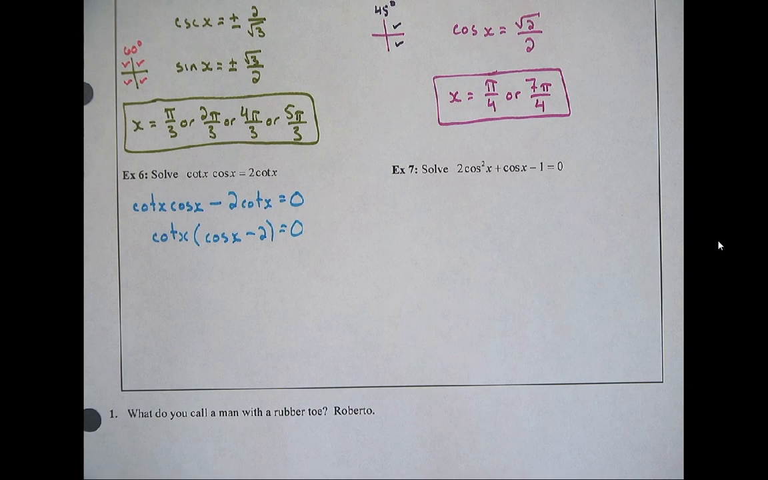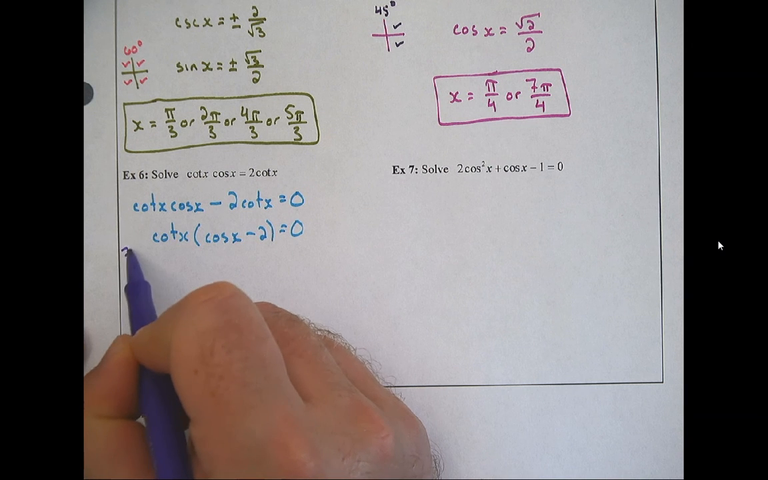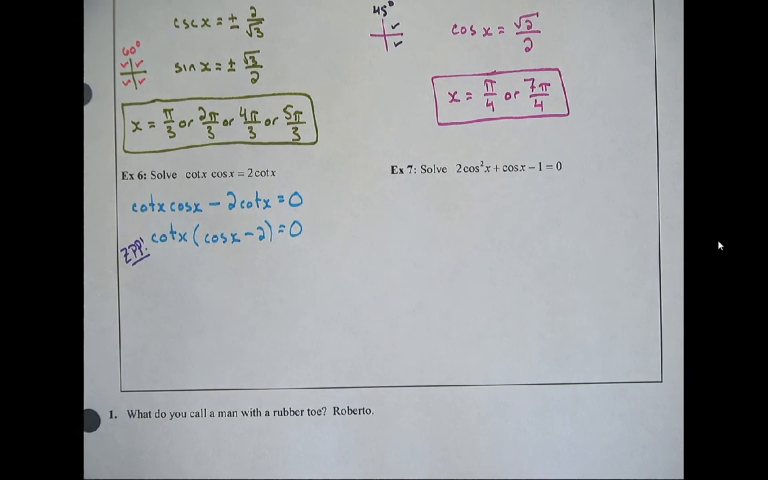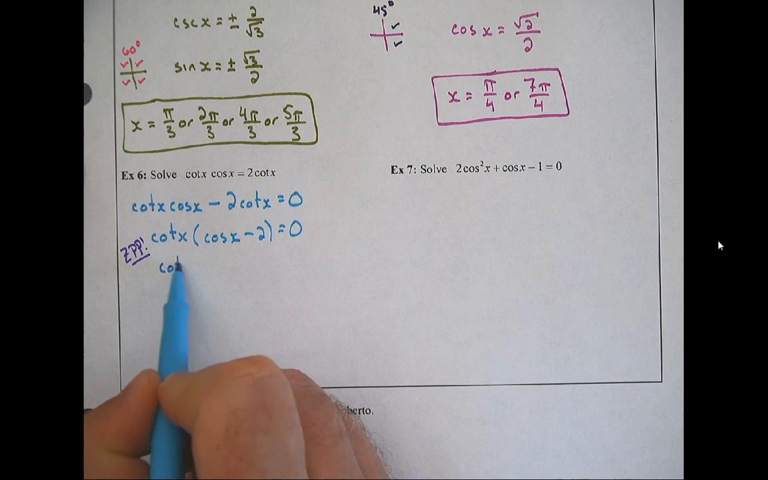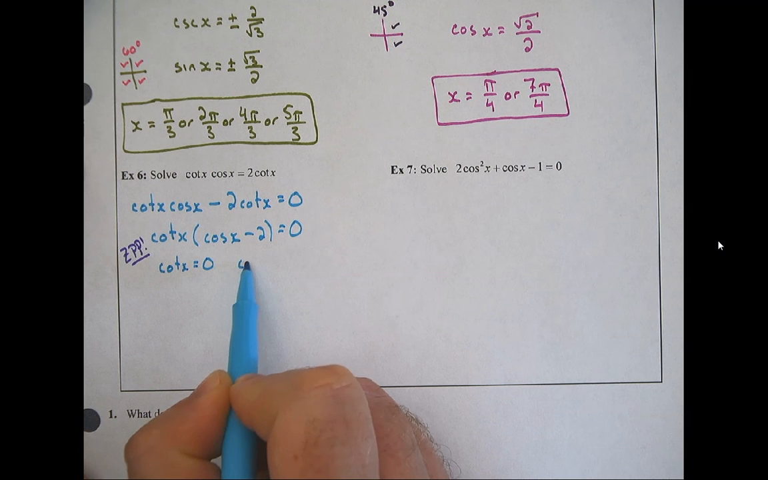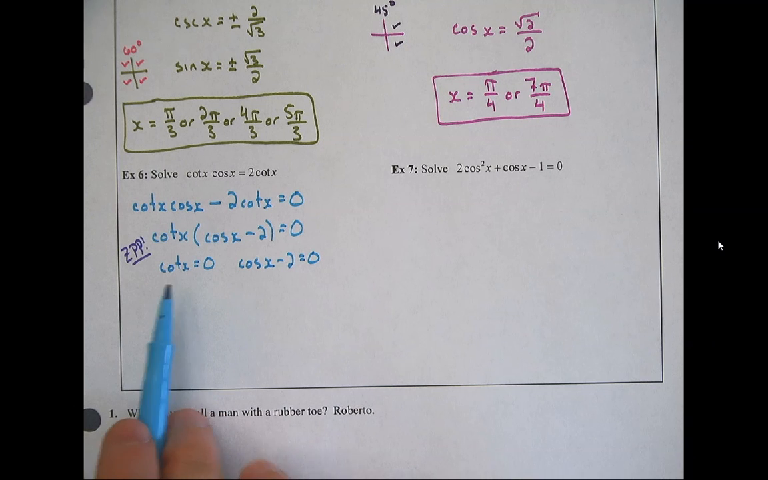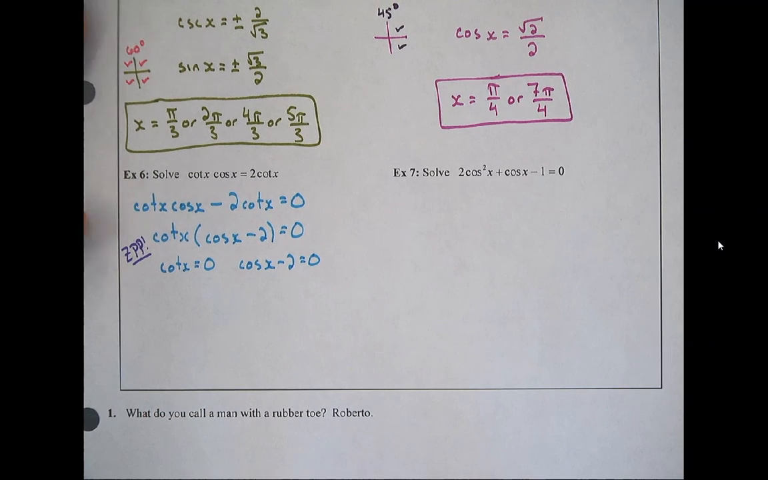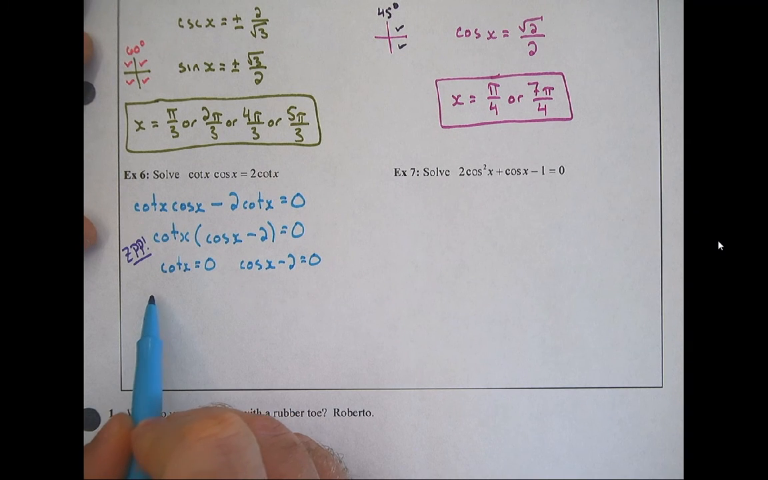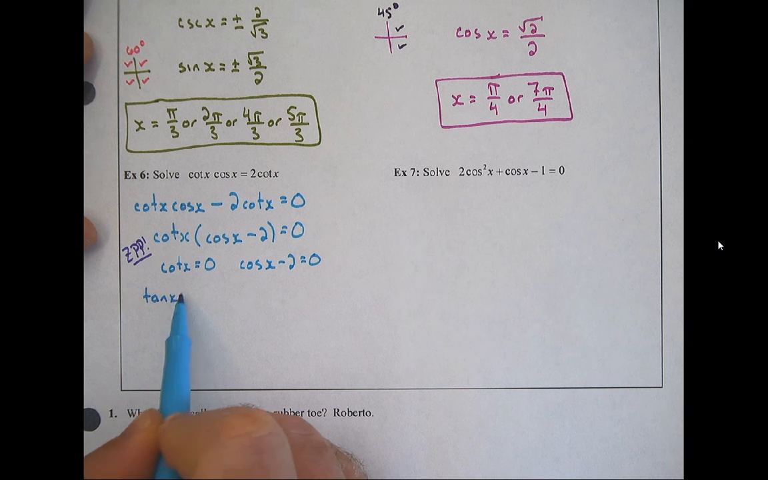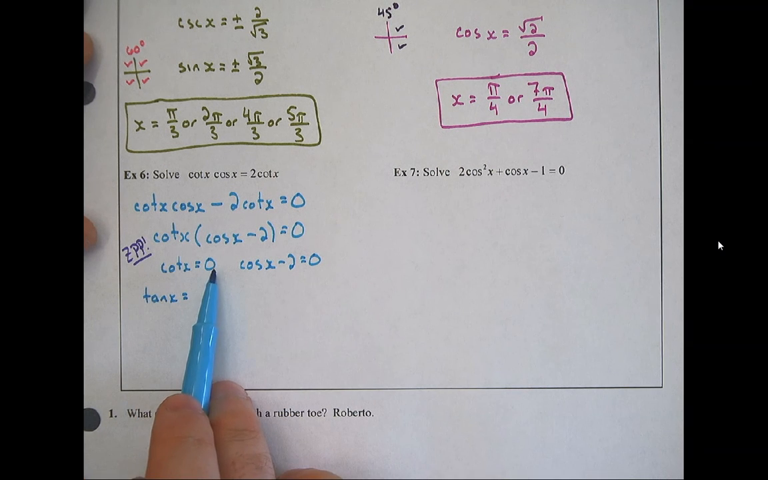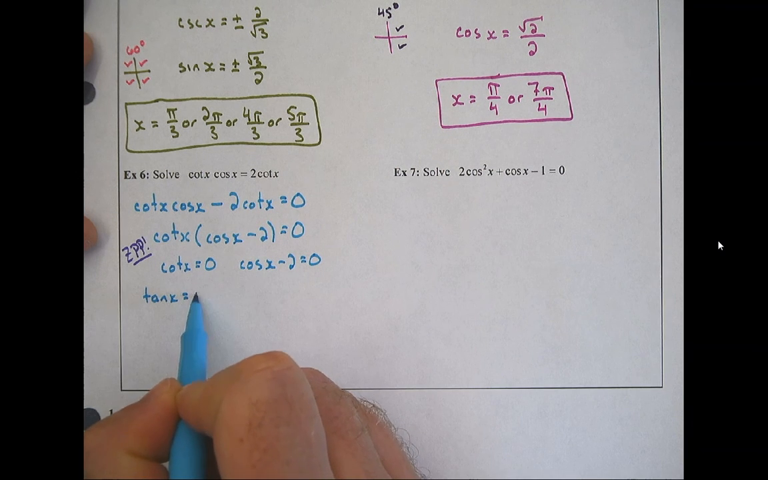I feel like I just used that color. How about purple? ZPP. So I can now take each one of these and set them equal to 0. So cotangent of x equals 0, or cosine of x minus 2 equals 0. So let's try to solve this one first. Do we like cotangent? No, it's one of the reciprocal trigs. So we're going to reciprocal it into one of the regular ones. The reciprocal of cotangent is tangent. But the cost we have to pay there is we have to reciprocal this side. So what's the reciprocal of 0? Reciprocal of 0 is undefined.